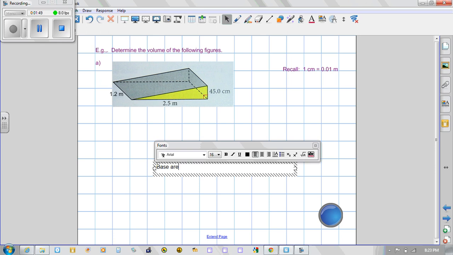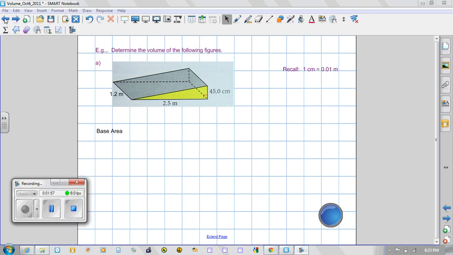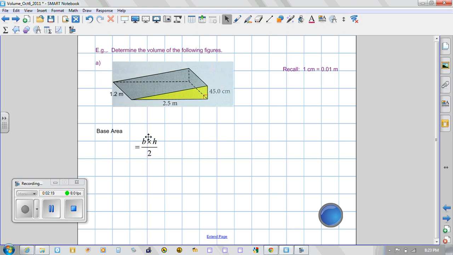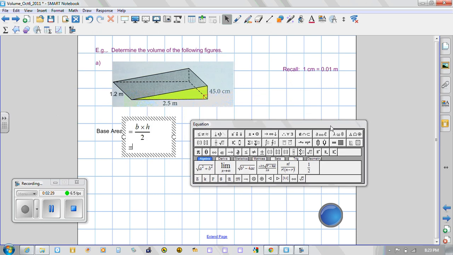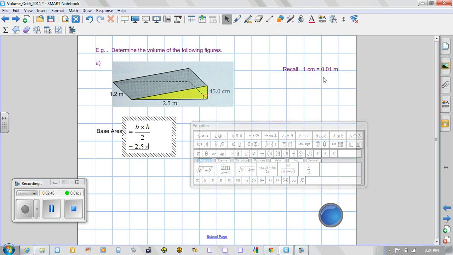Let's determine the base area of this figure. The base area is going to be none other than that of a triangle. So it's going to be equal to the base times the height divided by 2. What we'll do from there is go ahead and fill that in. So the base, recall, is given as 2.5 meters, and then the height is 45 centimeters. Recall that 1 centimeter is 0.01 meters, so 45 would be 0.45 meters.